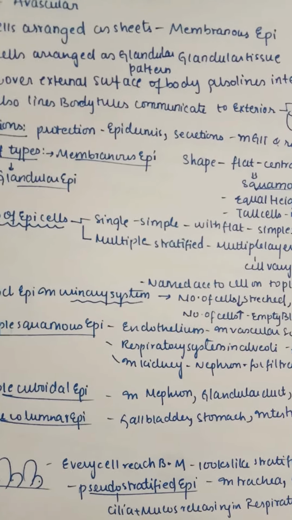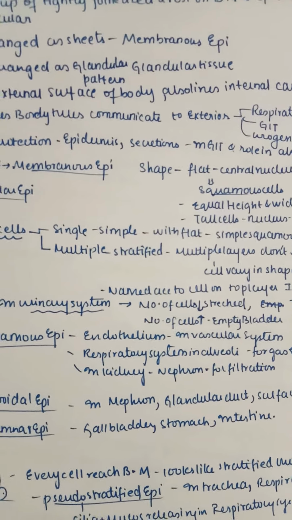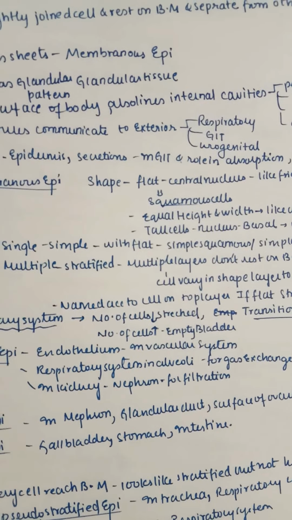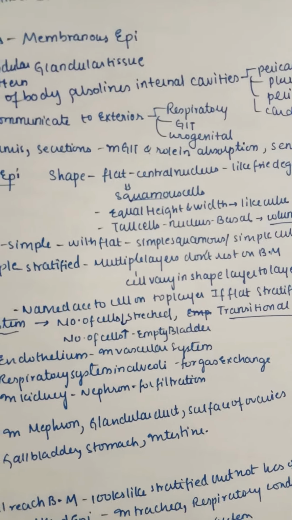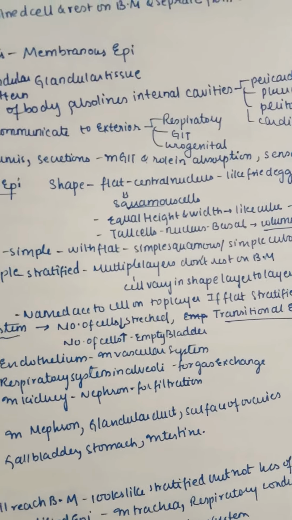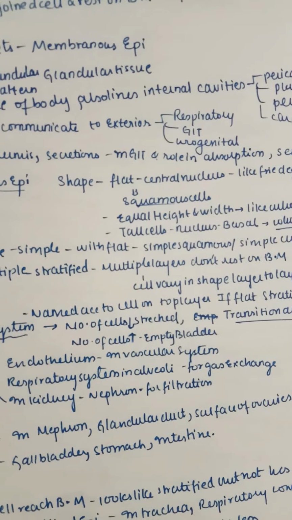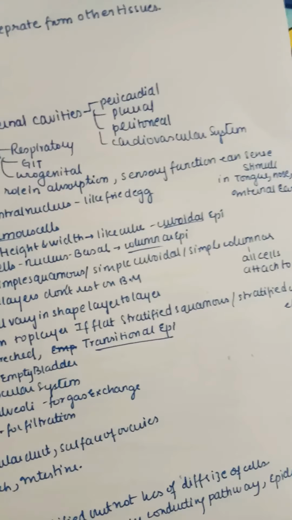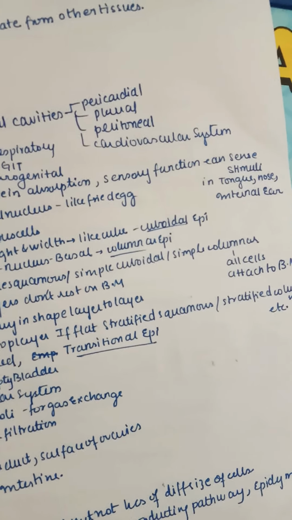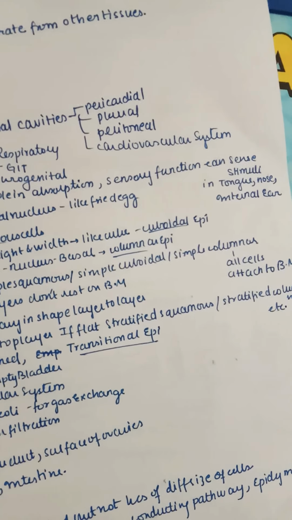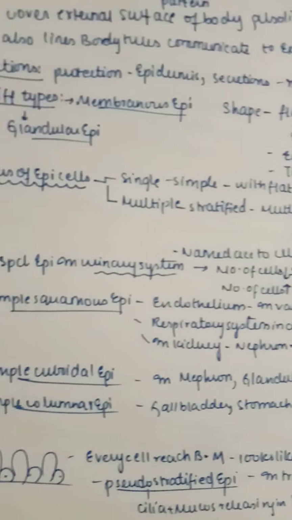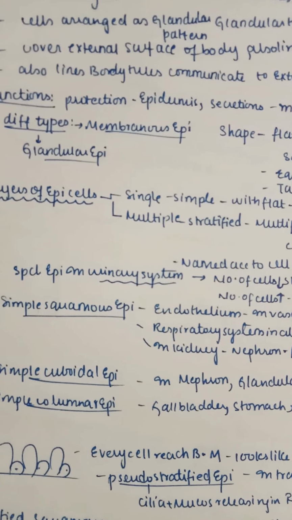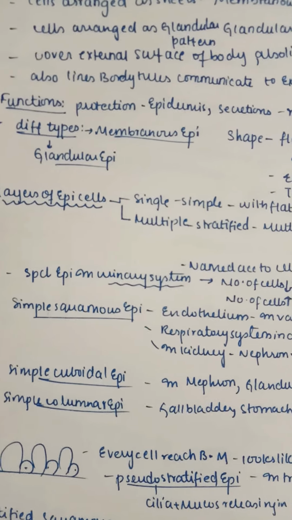The main functions of the epithelium are protection, like the epidermis, which protects us as a defense barrier, and secretion, like in the GIT. They also play a role in absorption: the food we eat, the energy, glucose, amino acids, are all absorbed by means of epithelium. There are also sensory functions, which can sense stimuli, like in the tongue, olfactory receptors in the nose, and internal ear. So epithelium is mainly divided into membranous, if it is sheet like, and glandular epithelium, if it is a glandular pattern.